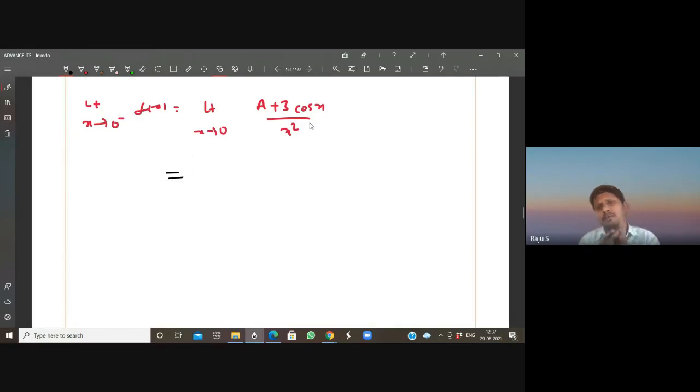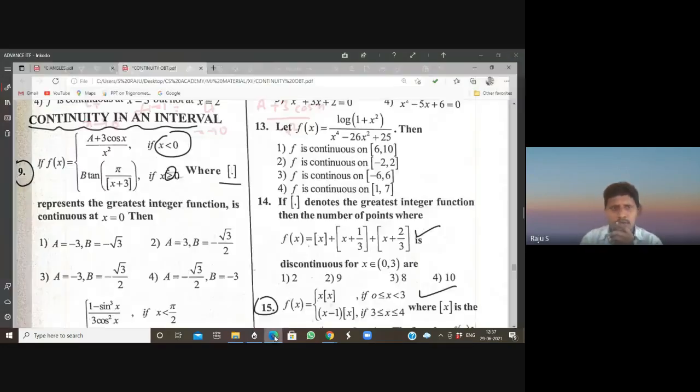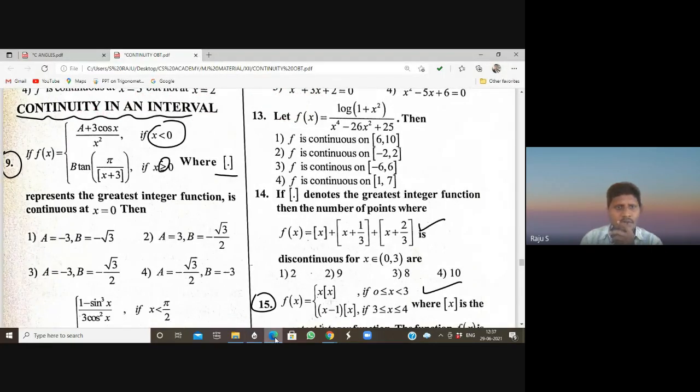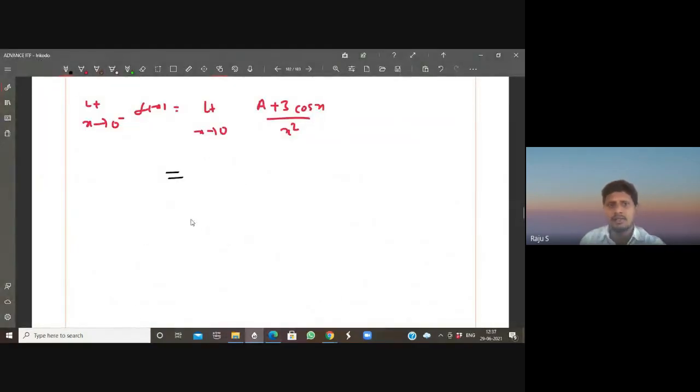See, we want to find, what is the question? They represent the greatest integer. Okay, we need to find the a value and the b value. To find the a and b values, students, your first step is that you have to write it separately.